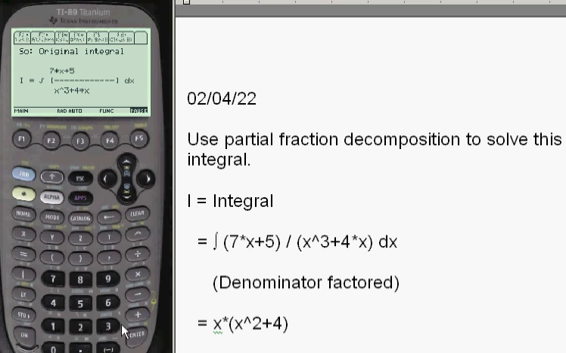So here's the original integral, and the answer is this right here, all of this, okay?